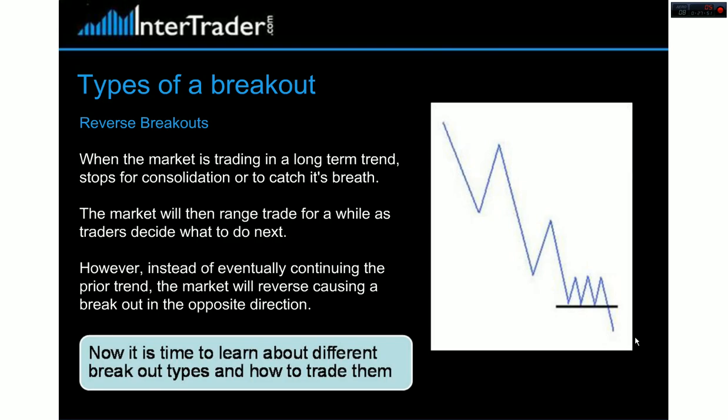The reversal breakout is the other style. That's where the market's going through a long-term trend, and it stops for consolidation, a time to catch its breath. Then the market's going to trade sideways for a while, and then again do what it did in the first place. So again, it's very much pick the trend.